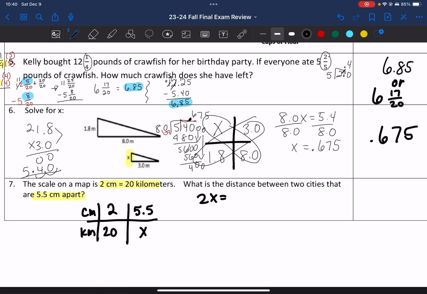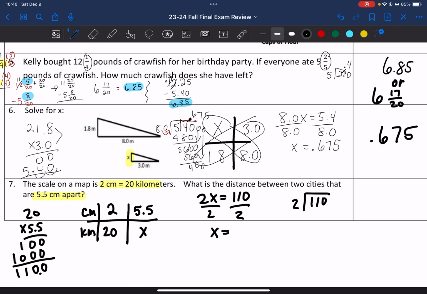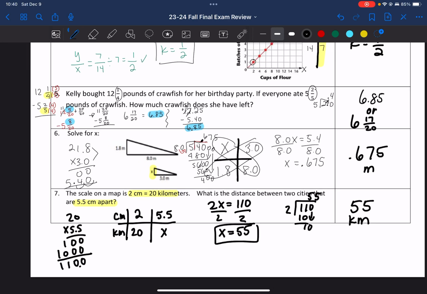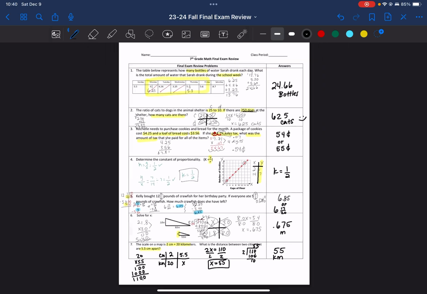2x is equal to 20 times 5.5. This would be 110. Then we're going to divide by 2. 2 can go into 11 5 times. That would be 10. And again into that 5 times. So it would be 55. So here it is 55 kilometers. Okay, I forgot to write centimeters up there on that one. And here, let's go to the next page. Pause if you need to.